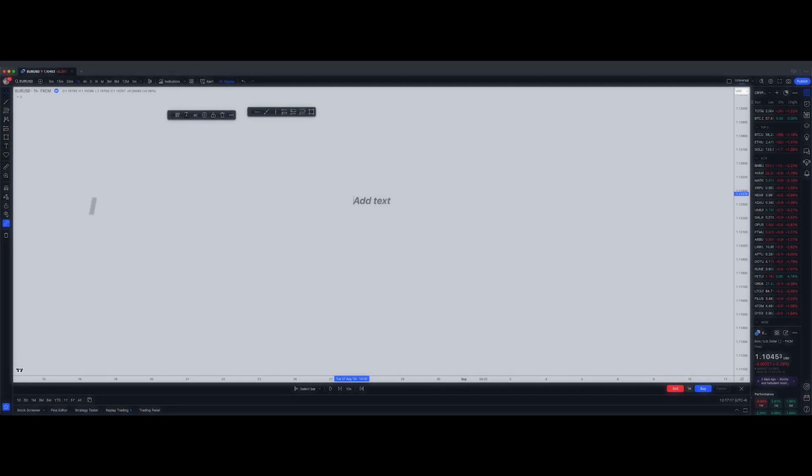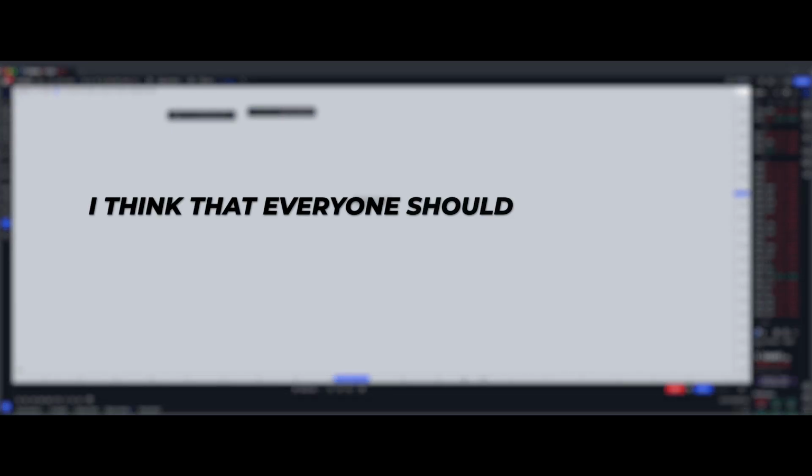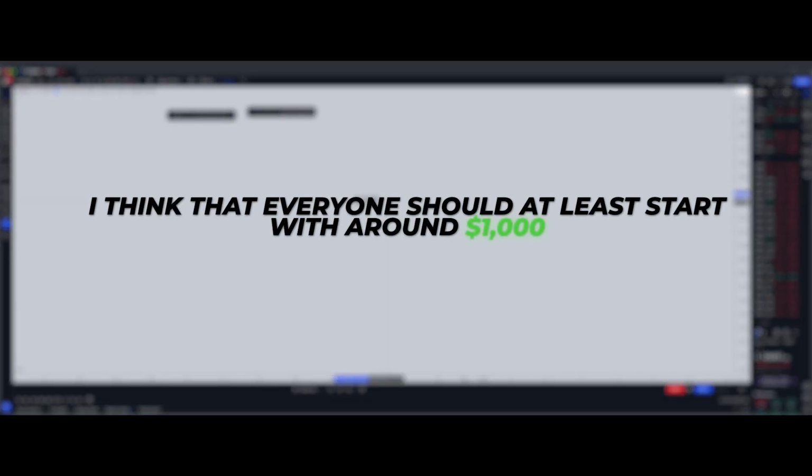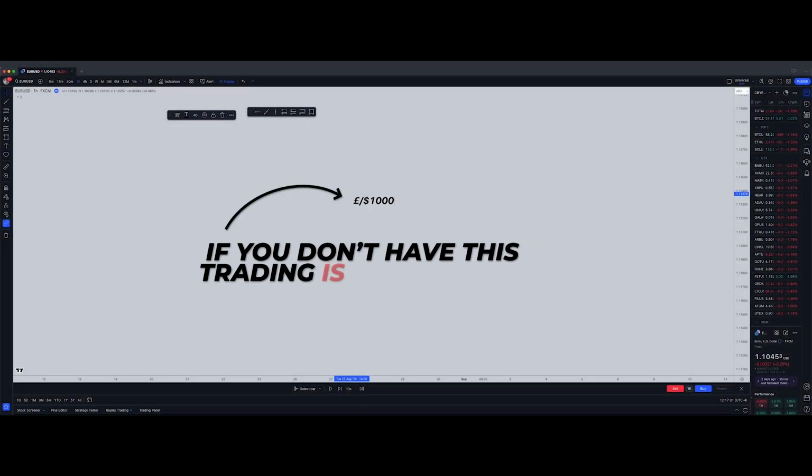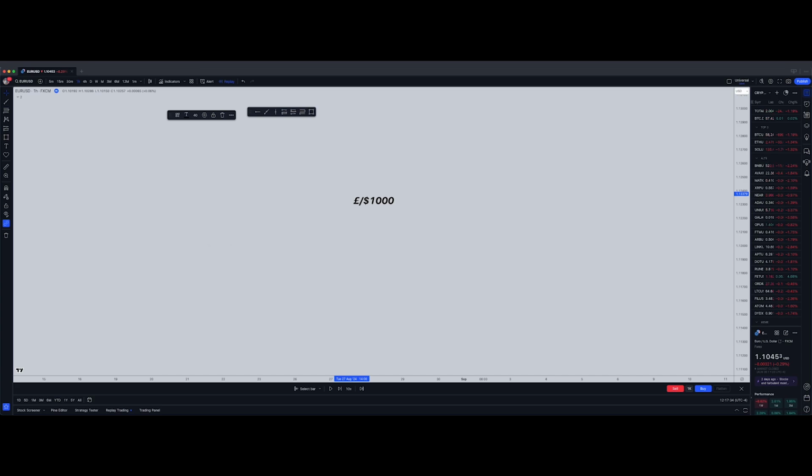First things first, I think that everyone should at least start with around $1,000, £1,000. It doesn't matter what currency. If you don't have this, trading is not for you, right? You should go out, work, save up some money, and then you can go and enter into the trading scene. So let's say we're starting with this. We'll use pounds just because that's what I'm familiar with, and then we can run through this. You've got £1,000 and you want to grow this account.